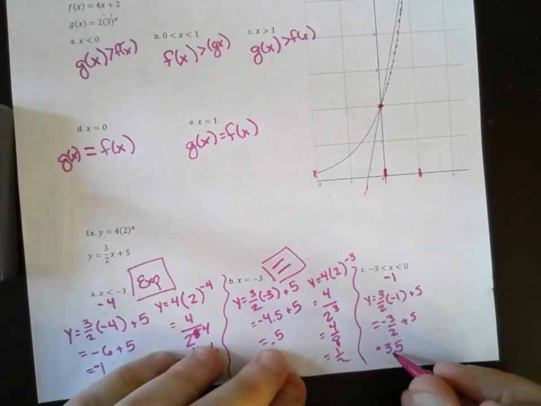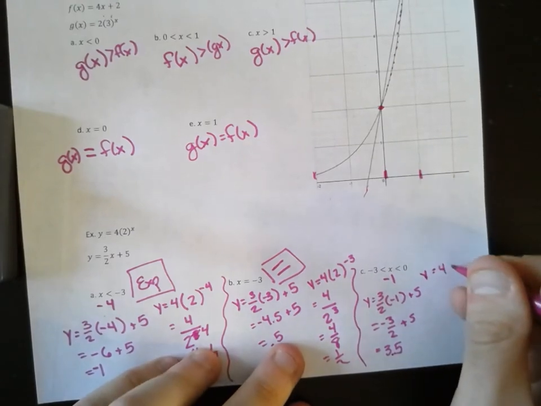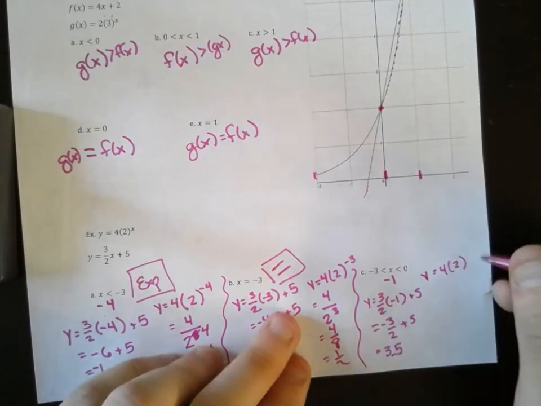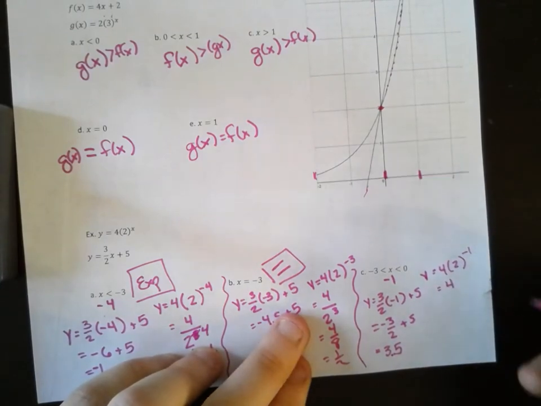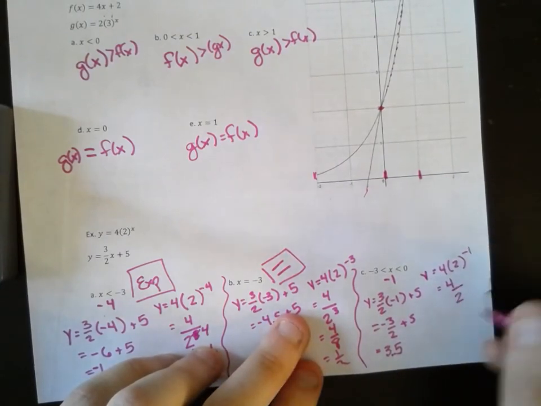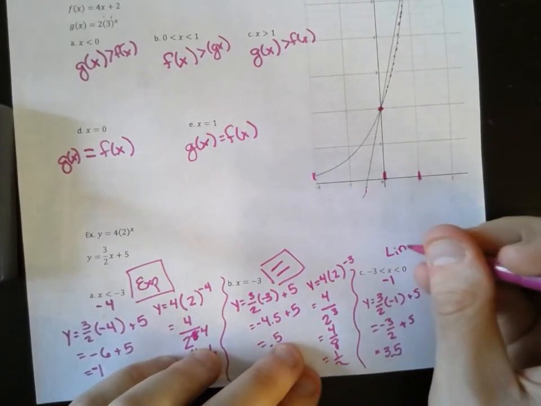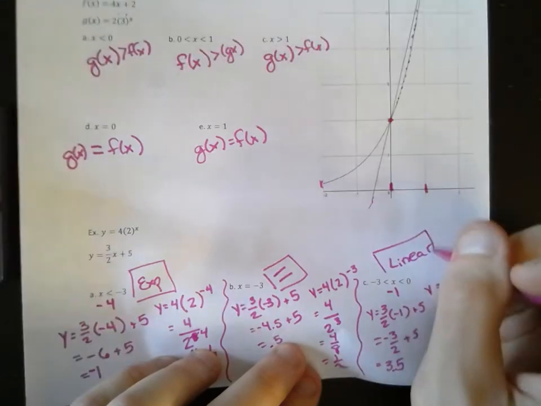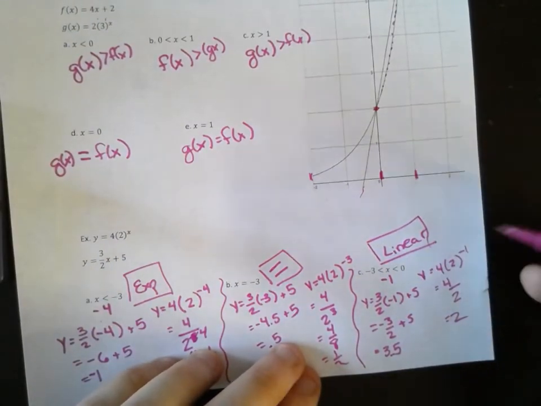not 35, 3.5. Last one, y equals 4 times 2 raised to the -1 power. That just means 4 over 2, which is 2. In this case, the linear is larger because, again, 3.5 is larger than 2.